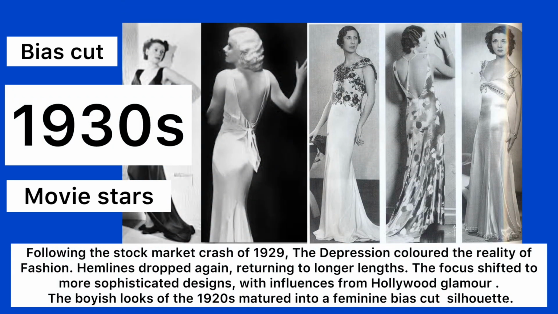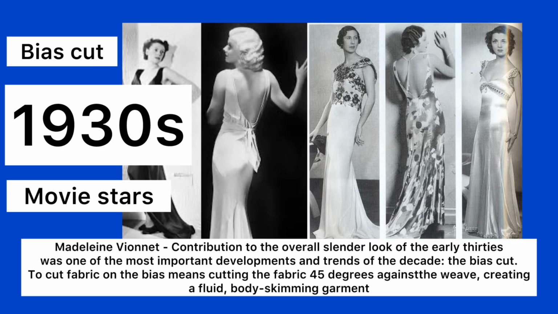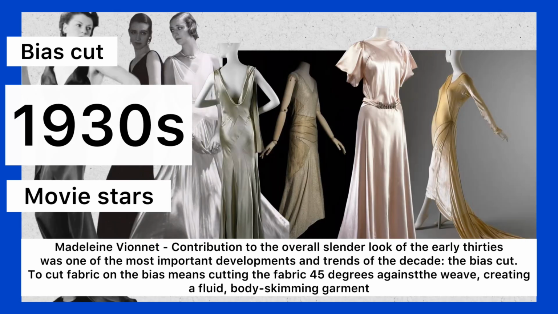which was introduced by Madeleine Vionnet, and this was the look of that time. Hollywood glamour was the main inspiration and influence. The boyish look of the 1920s matured into feminine bias cut silhouettes. Longer lengths returned at this time. And then Vionnet's contribution to the bias cut silhouette was really the trend of the decade.